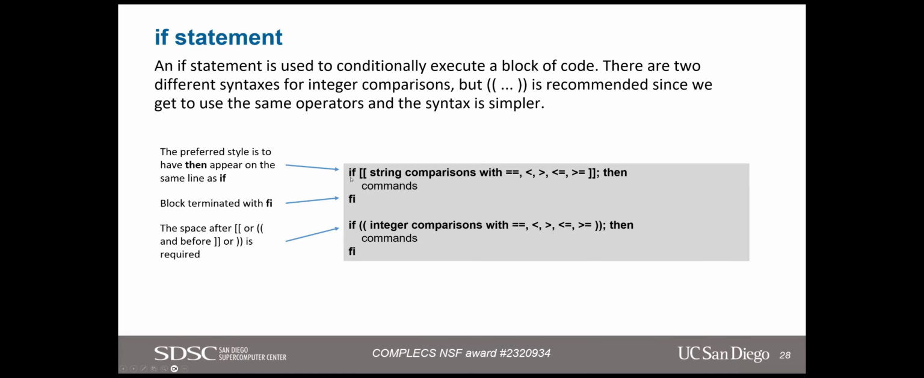In this example, the format is you have an if, then you have your test statement within the double square brackets, and it ends with the semicolon. The then and the if should be on the same line. Then you're going to have your series of commands, and the if statement is going to be concluded when you do the inverted if, so fi. The spaces before and after the square brackets and the rounded brackets are very important. They have to be there.